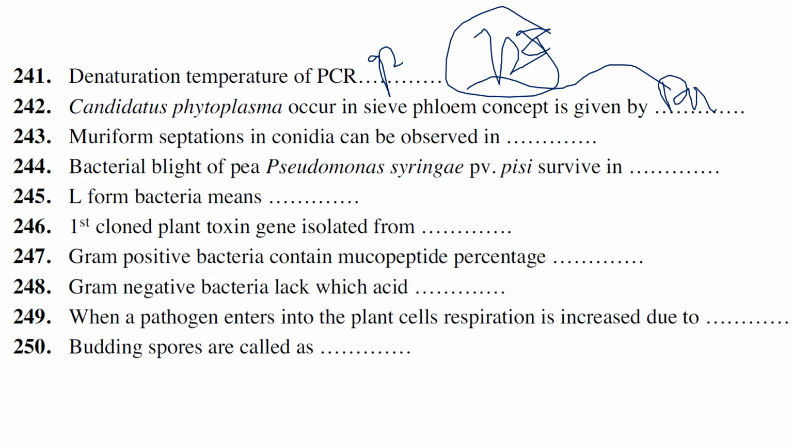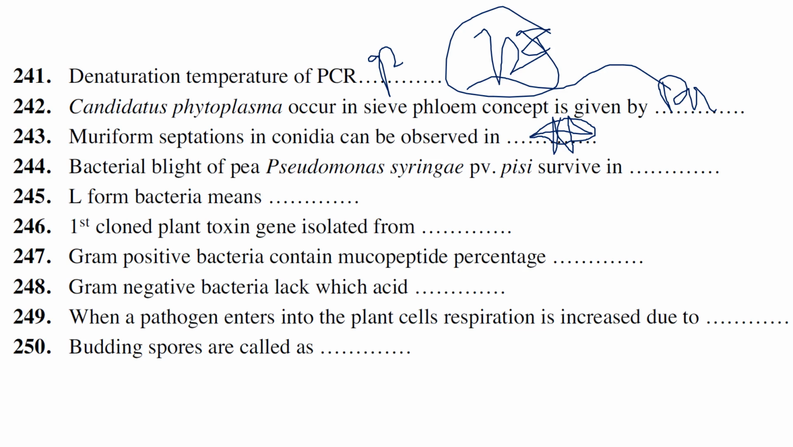Muriform septations in conidia can be observed in which? Muriform type of septations in conidia can be mainly observed in Alternaria. We can see bell-shaped conidia like this, muriform, with both vertical and horizontal kinds of septations observed in this conidia, muriform conidia.